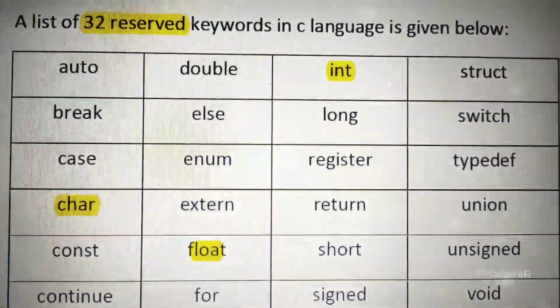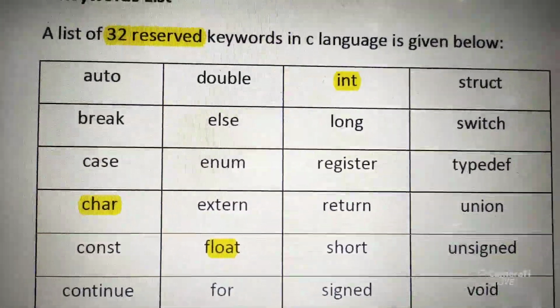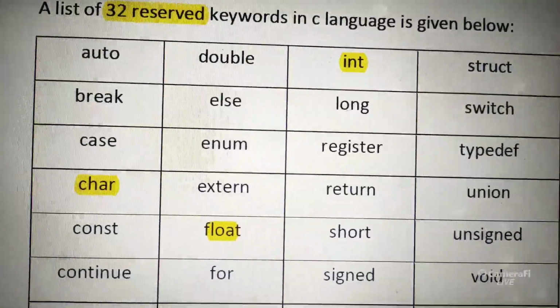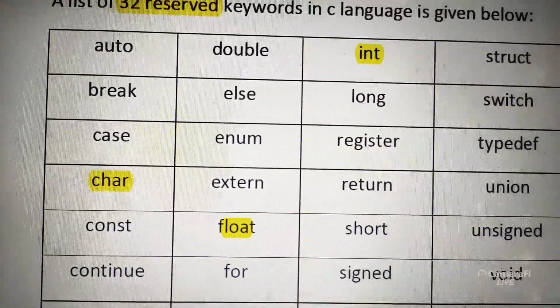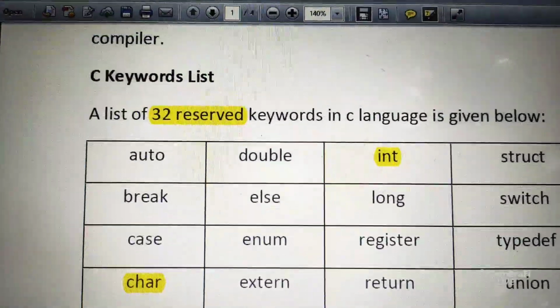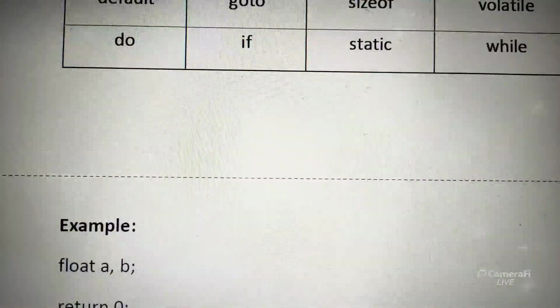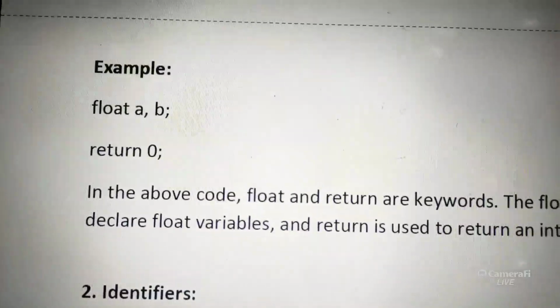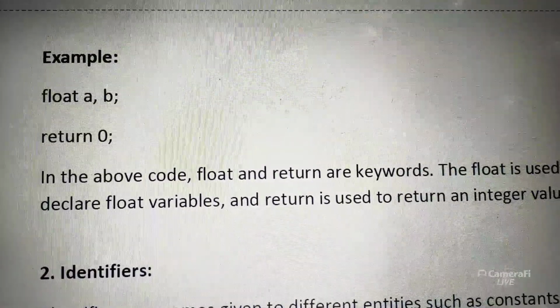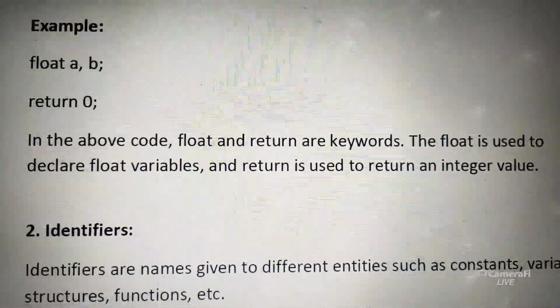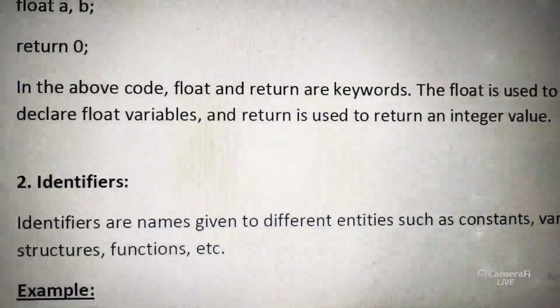Now remember, we discussed int, char, float: integer data type, character data type, float. These are called reserved words. Examples of reserved words are int, char, float. Return is also a keyword. Float is used to declare float variables, and return is used to return an integer value.